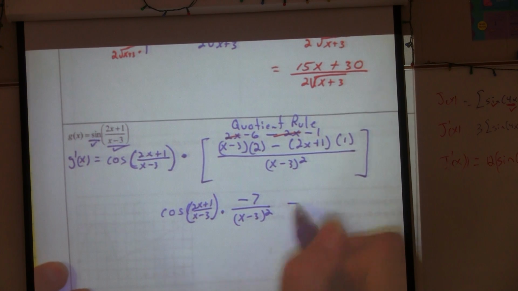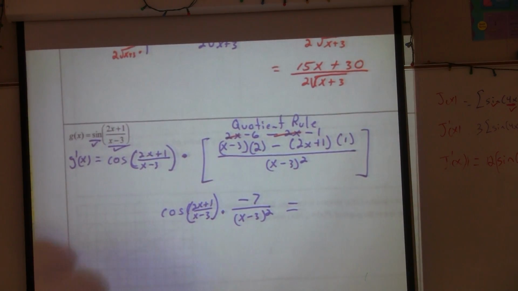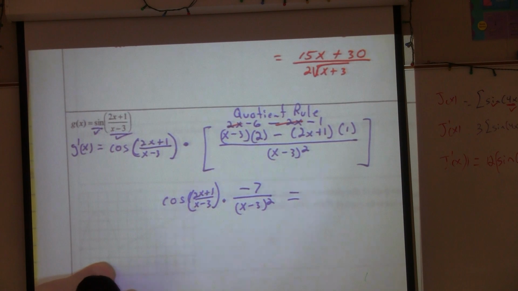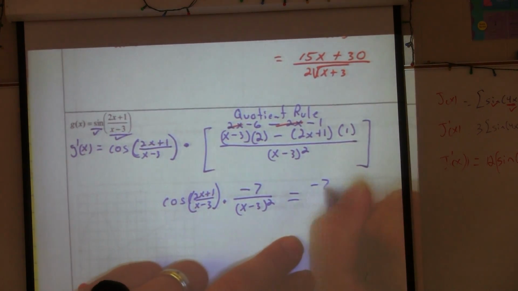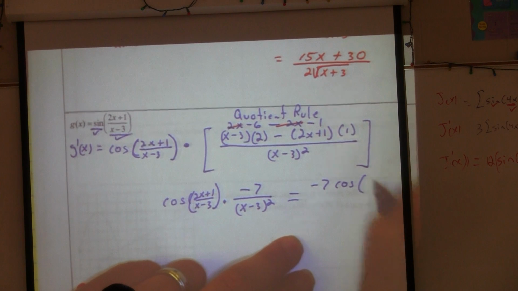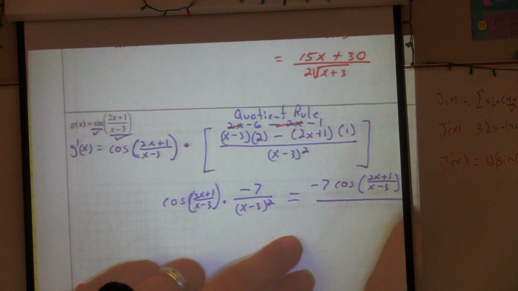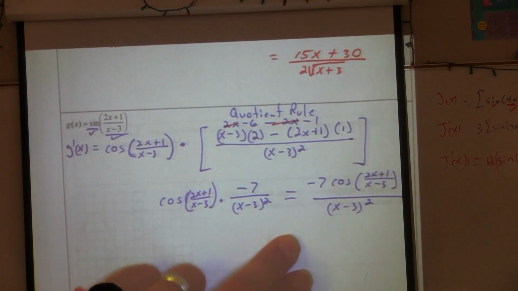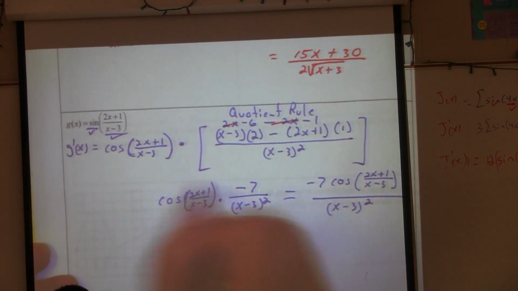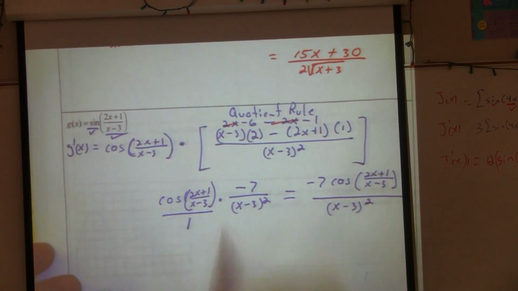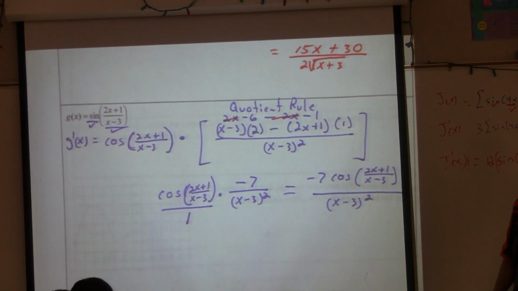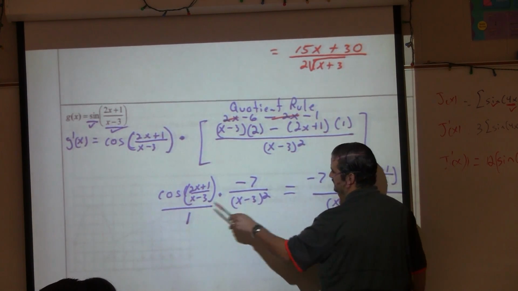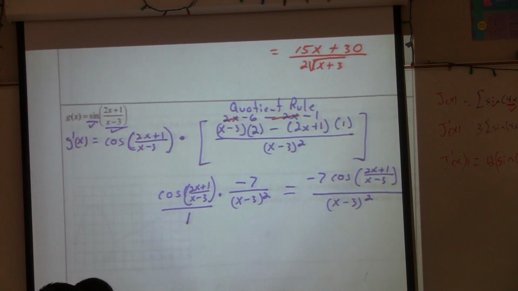What would that times that give me? Negative 7 cosine of 2x plus 1 over x minus 3, all divided by x minus 3. This is a fraction, right? It's like all of this together over what? Over 1, and when we multiply fractions, we multiply straight across. This times this, and that times that. Easy? Breezy.